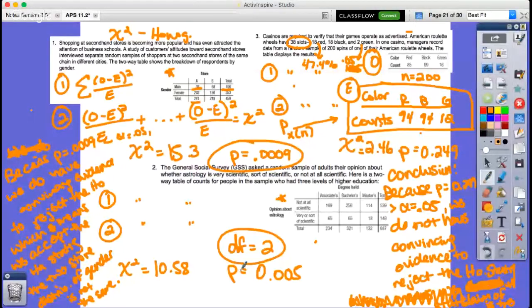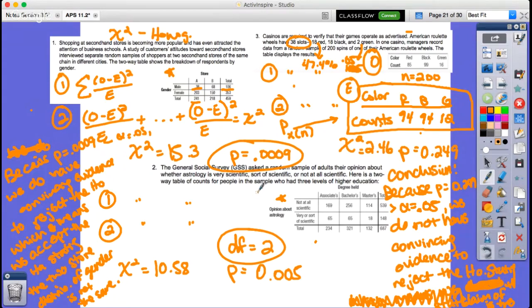So in conclusion, I'm going to go through this quick. I'm hoping it doesn't take too much time. I know it did take a while. But in conclusion, we do have convincing evidence. I would do the same thing, right? Because P is equal to 0.005, it's less than 0.05. We do have convincing evidence to reject the null hypothesis.